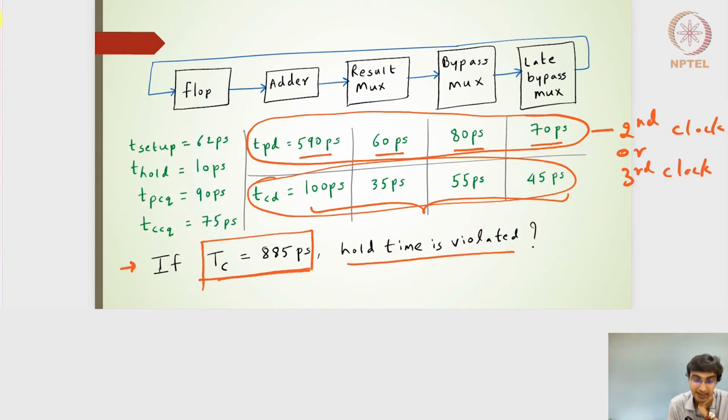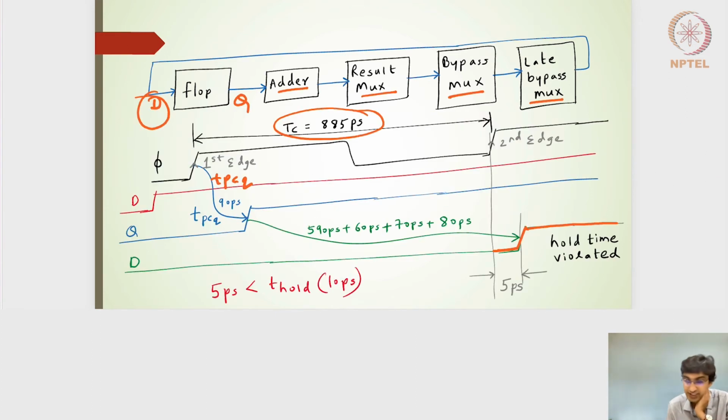Let me go back and then say that setup time is 62 picoseconds. So it has also not arrived in between the second clock edge and then the 62 picoseconds. So if I say that this is my 62 picoseconds, it has not arrived in between that, right? So in fact, it has arrived after the second clock edge, so there won't be any setup time failure.